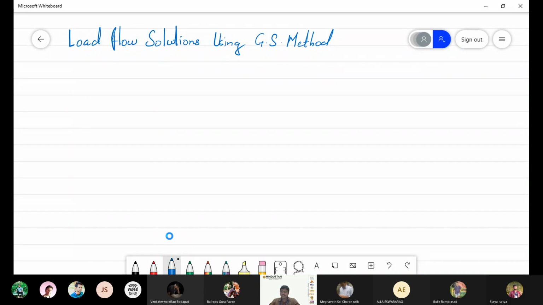This is the topic we are going to discuss in this particular session: load flow solutions using the Gauss-Seidel method. There are many load flow analysis solutions, put forward by many scientists as well. But this one is the easiest load flow solution that we can get. In short form we call it GS, which stands for Gauss-Seidel method.